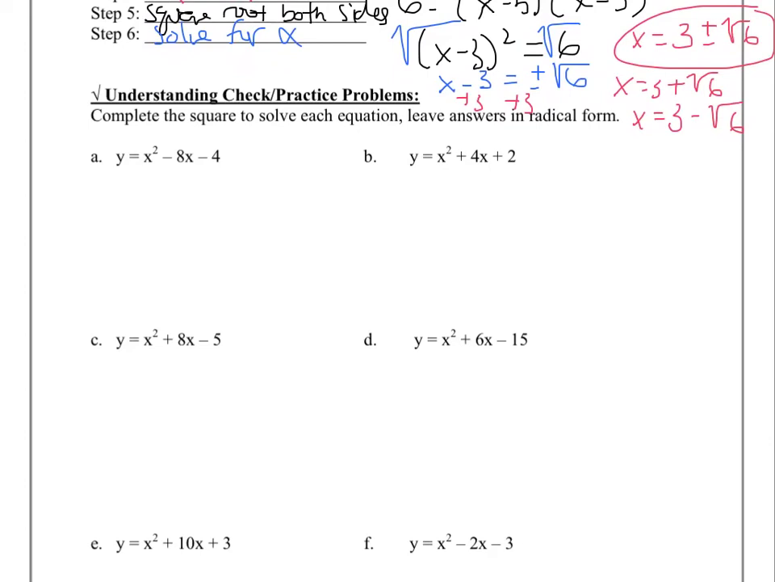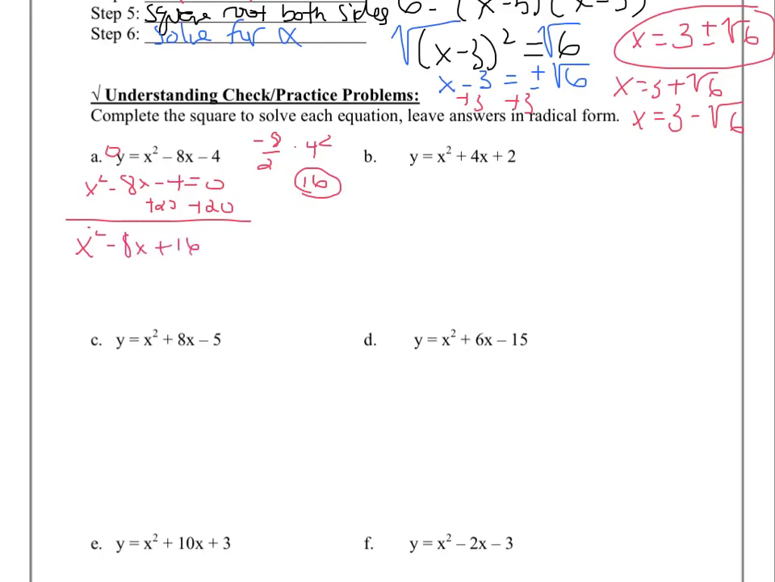Okay, so here what you should have done is fill in 0 for y. Okay, so I'm going to rewrite it as x squared minus 8x minus 4 is equal to 0. Okay, so I take b, which is negative 8, divided by 2, which is negative 4, and square it to be 16. Okay, so I want my c term to be 16. So in order for that to happen, I need to add 20 to both sides. Now I get x squared minus 8x plus 16 is equal to 20.